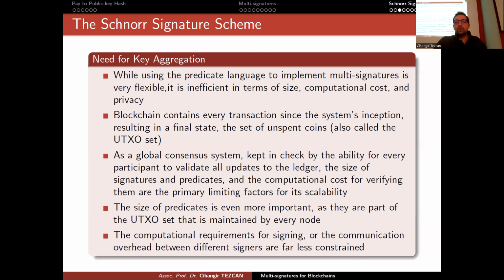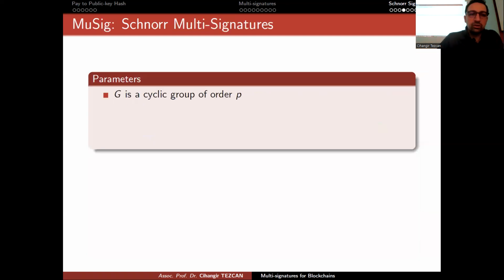So that is the whole idea for the key aggregation. So let's look at the MuSig Schnorr multi-signatures that is actually used in the Bitcoin since the November 2021 update. I think it became effective around the 14th of November. And this kind of stuff actually affects the price of the Bitcoin, but this course is not about it, so I'm not going to give you any investment advice. So let's look at the parameters and see how this Schnorr multi-signatures work, okay?